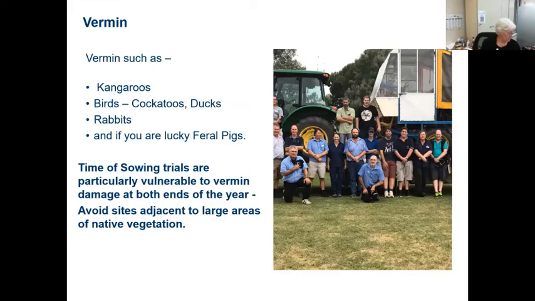Another look at these is the vermin, which can be, if you're picking a site, say perhaps next to forest or any large vegetation, native areas, they can become your kangaroos and your birds, rabbits, and sometimes the feral pigs.